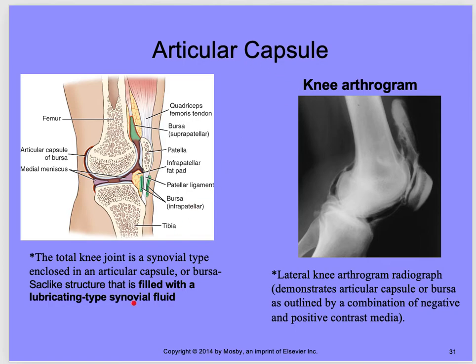Your articular capsule, the total knee joint is a synovial type, okay? Enclosed in an articular capsule or bursa, which is a sac-like structure filled with lubricating synovial fluid. So it's a bursa filled with synovial fluid, which makes the knee a synovial type of joint. Your lateral knee arthrogram shown here demonstrates the articular capsule or bursa as outlined by a combination of negative and positive contrast, which you can see in here. So your articular bursa right around here. So you can tell that there's a lot going on within that knee, okay? Your suprapatellar bursa up in here probably shouldn't be that large, so something's going on with that bursa.